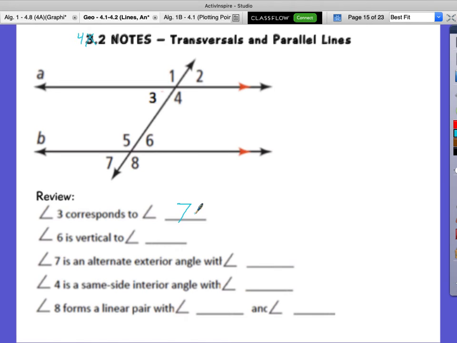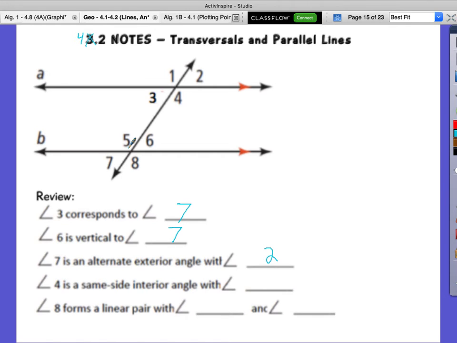Angle 6 is vertical to what angle? Angle 7. Okay, vertical angles are opposite each other. Their sides make the X. Vertical angles are always congruent regardless of whether lines are parallel or not. Angle 7 is an alternate exterior angle with what angle? Angle 2. Very good. They alternate sides of the transversal, hence alternate, and they're both exterior or outside those two lines cut by a transversal.